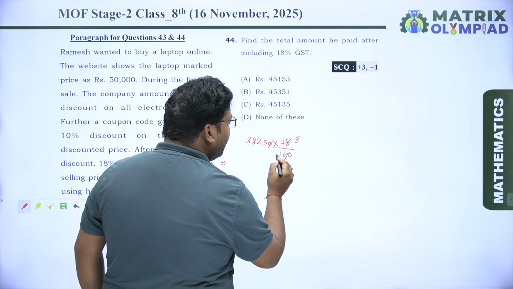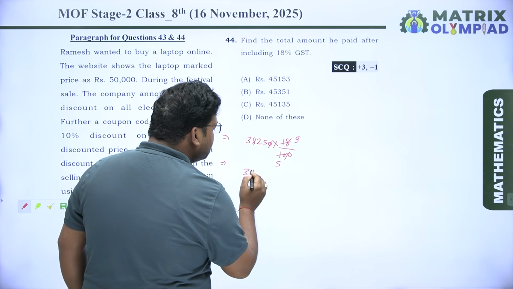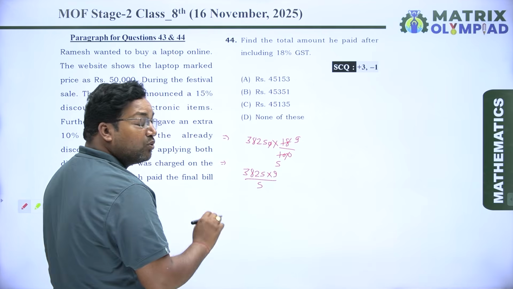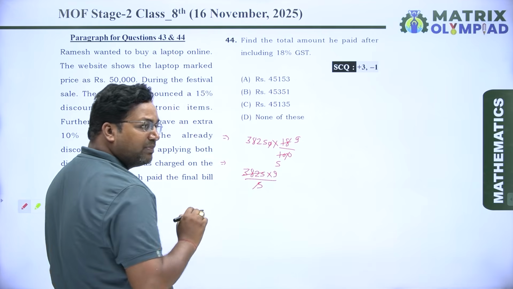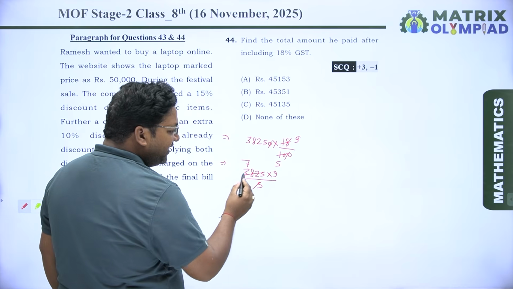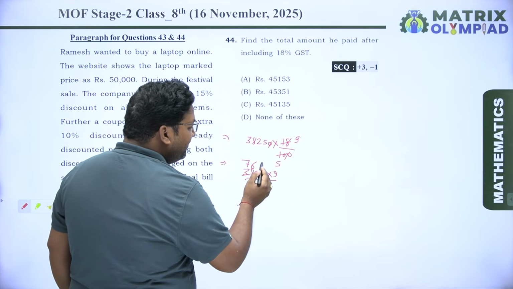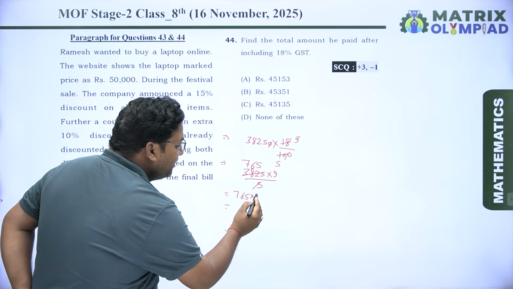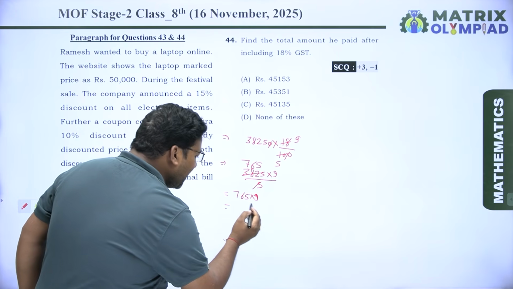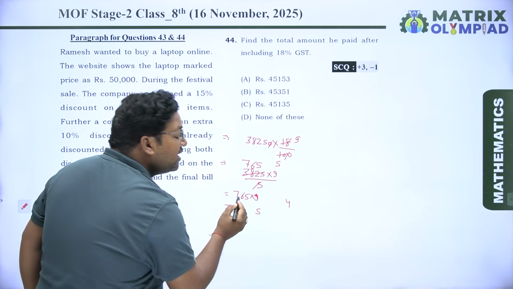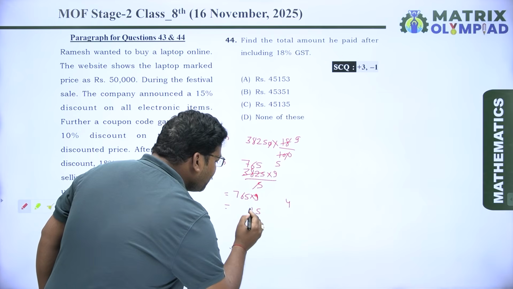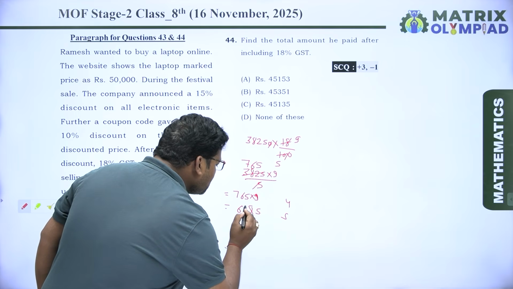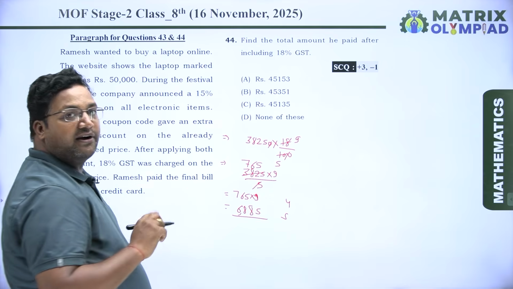18 and 10 are cancelled out by 2, so it is 9 and 5, so it becomes 3825 into 9 upon 5. Both numbers are divisible by 5. 5 7s are 35, 5 6s are 30, 5 5s are 25, so it is 765 into 9. Now we multiply 765 into 9. 9 5s are 45, carry 4, 9 6s are 54, 54 and 4 is 58, carry 5, 9 7s are 63, 63 plus 5 is 68. So the GST is 6,885.